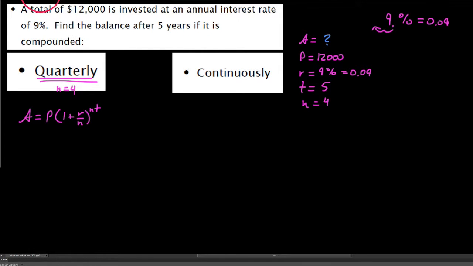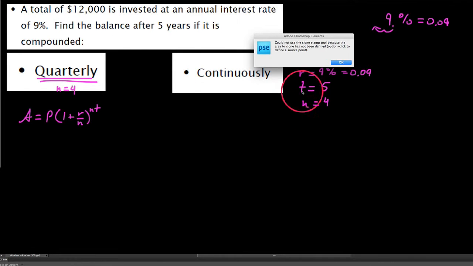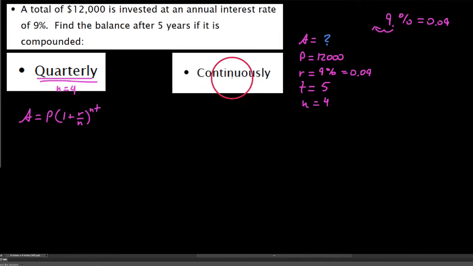This value of the amount. So we're looking for this amount value right here. So let's plug in what we know and we'll go find what we don't know.